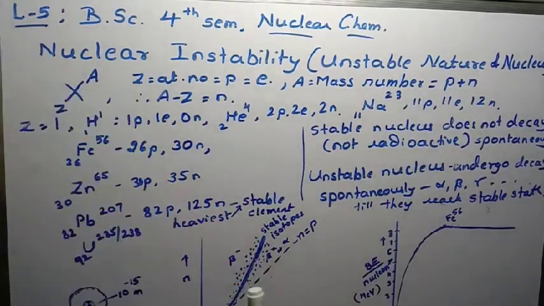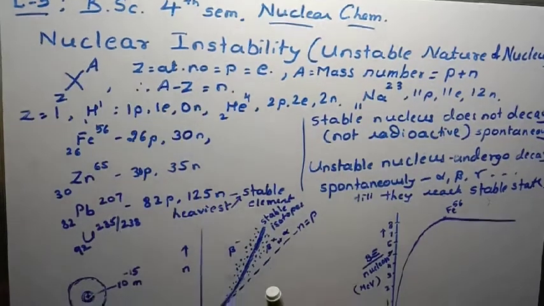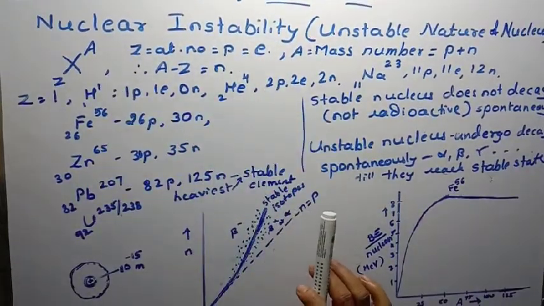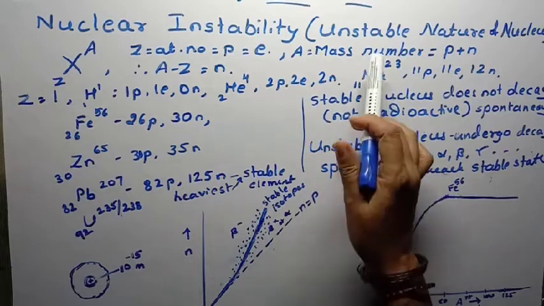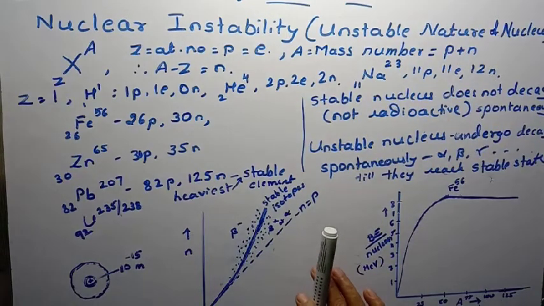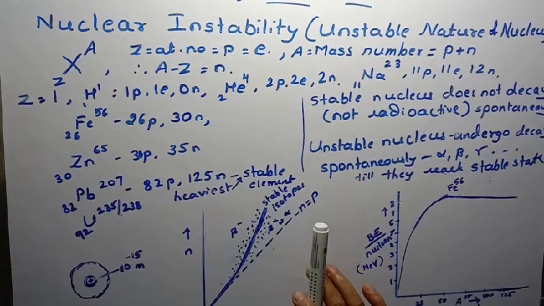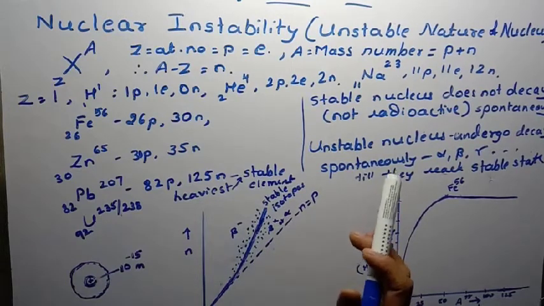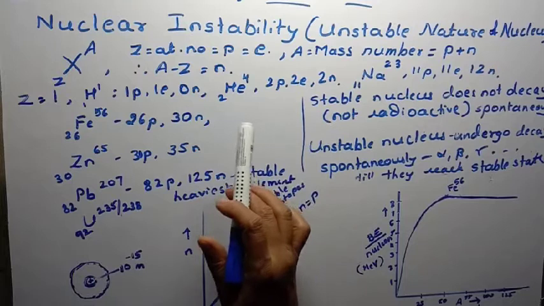See, it is lecture number 5. Under nuclear chemistry, today we'll discuss nuclear instability. Nuclear instability means the unstable nature of the nucleus. Why does the nucleus become unstable? What is the reason? And if it becomes unstable, what happens further? Those things we'll study today.